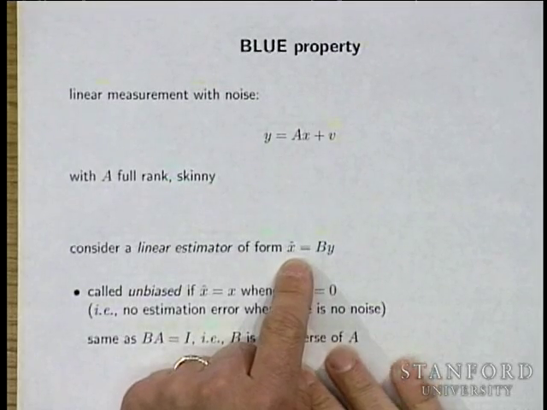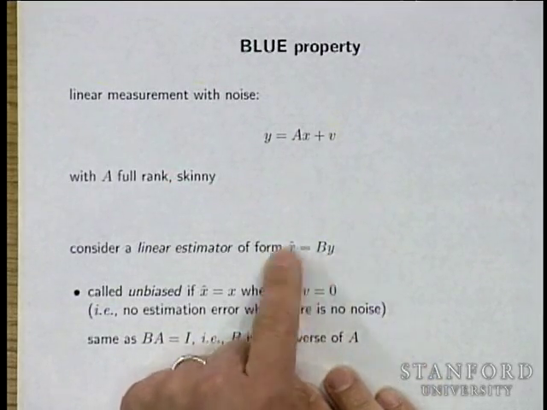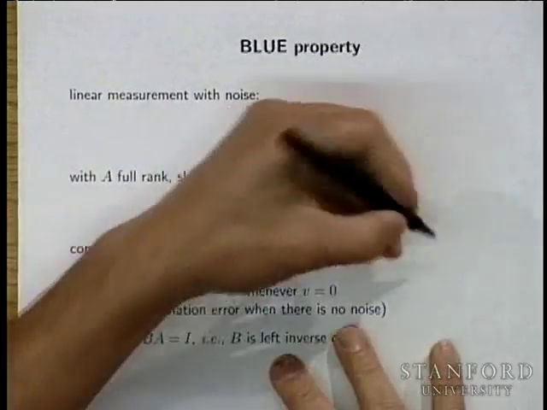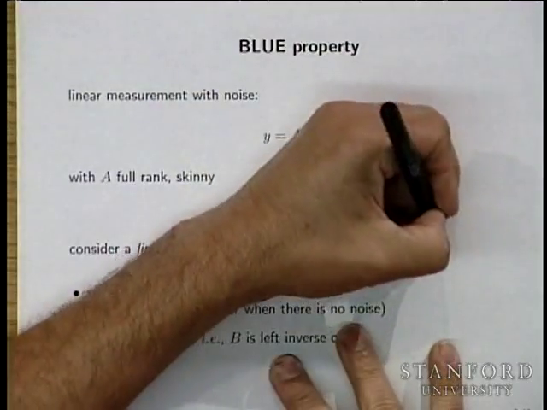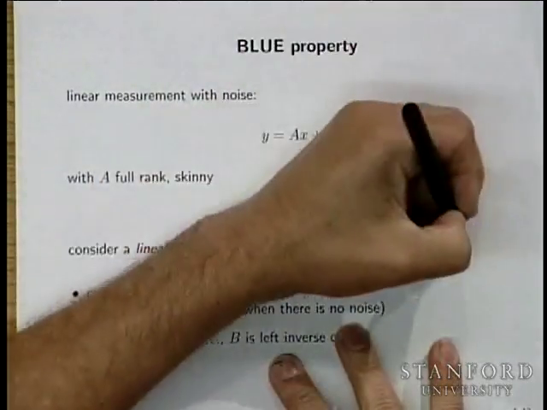Okay, that's a linear estimator. Well, you just multiply this out. x hat equals B times (Ax plus v).